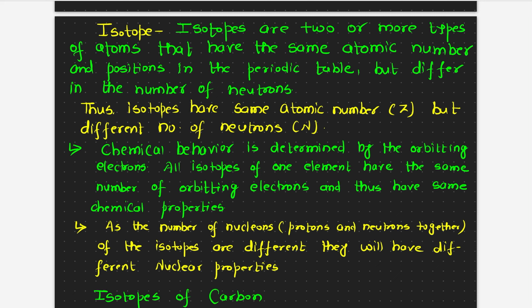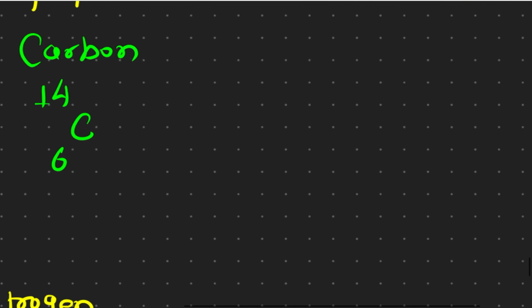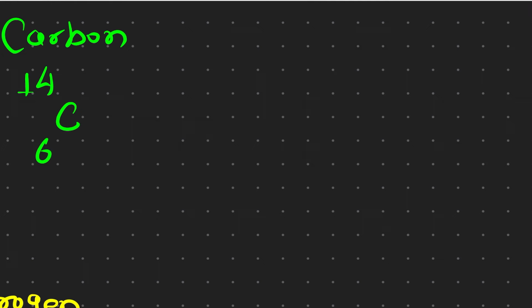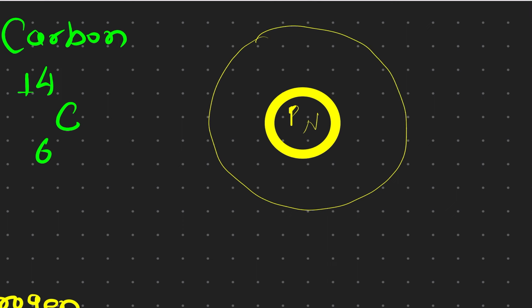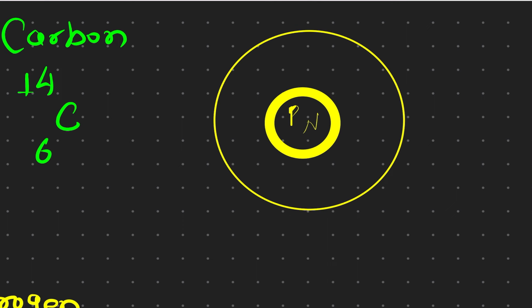In this video, I'll talk about isotopes. If you look at any atom, the atom has a nucleus, and what is inside the nucleus? Protons and neutrons. I'm simply writing P and N, and then outside the electrons are orbiting. This is just a simple representation.